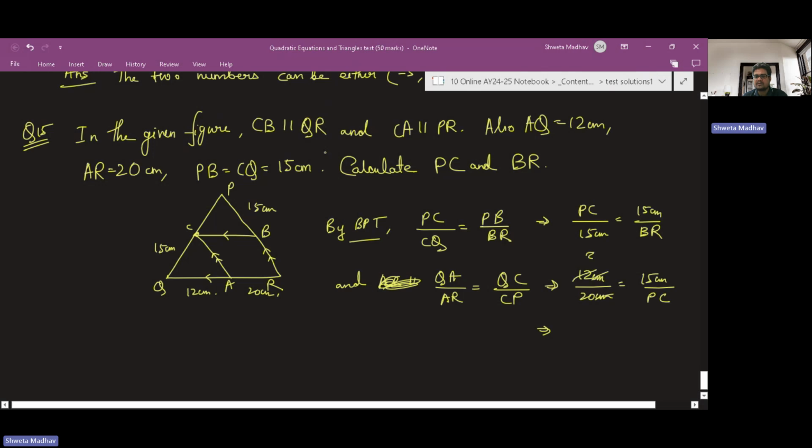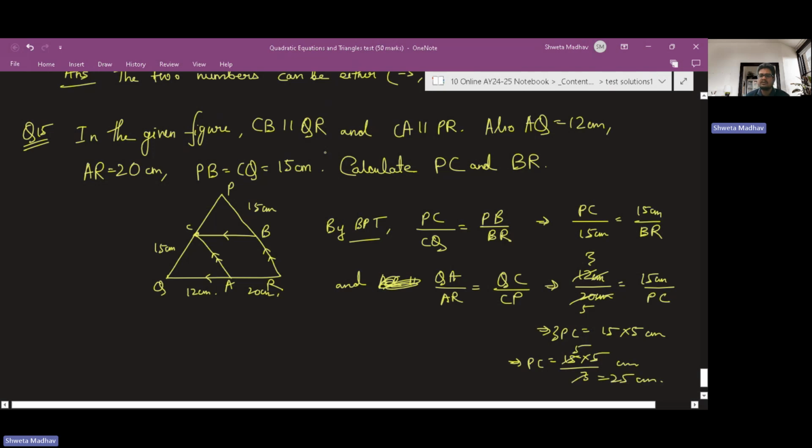So 4 3s are 12, 4 5s are 20. So I can say 3 into PC is equal to 15 into 5 centimeter. So PC will be equal to 15 into 5 divided by 3 centimeter. So that is 3 5s are 15, so that is 25 centimeters.